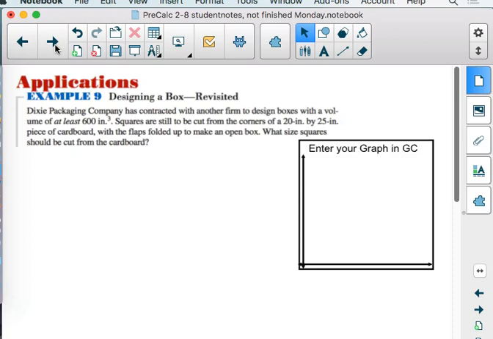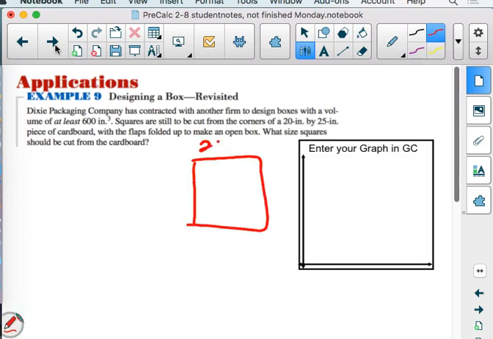So Dixie Packaging Company has contracted with another firm to design boxes with a volume of at least 600 cubic inches. Squares are still going to be cut out of that box, or I should say that cardboard. And this time we've got 20 inches by 25 inches. You only have to cut out the little corners out of that box to do that.